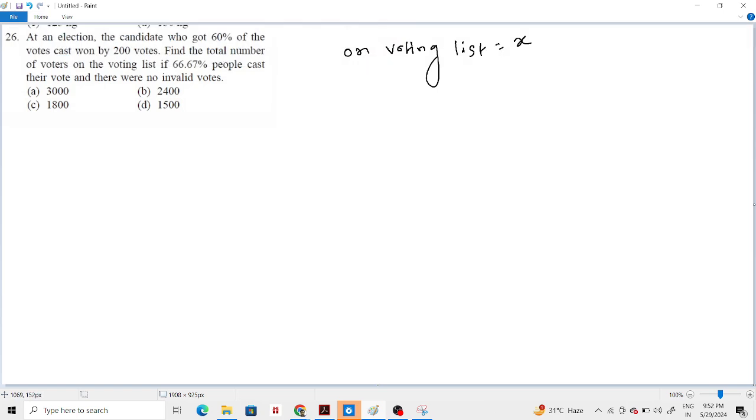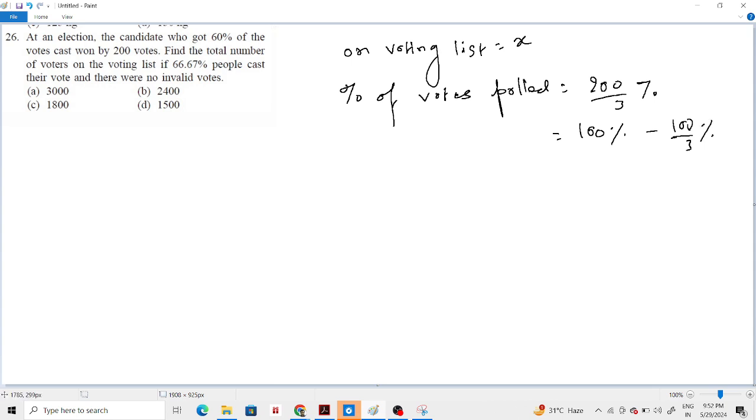Now if you see 66.67, okay, 66.67 means 200 by 3, right? 200 by 3 is going to yield 100% minus 100 by 3, or no need, no need. Unnecessarily it is complicated. No need to break the 100 because 200 by 3 is pretty easy to calculate. So the percentage of votes polled is this.